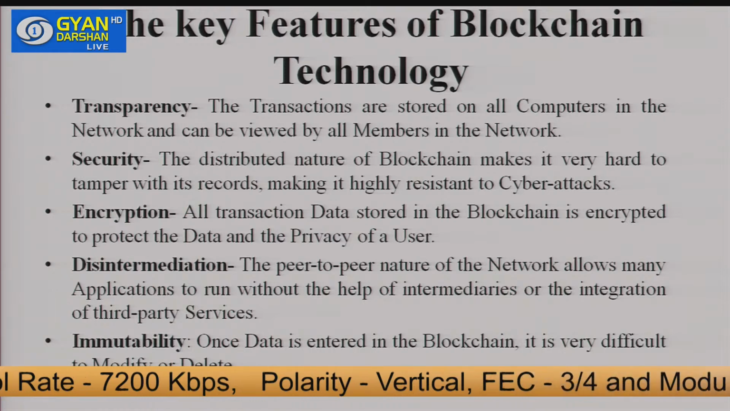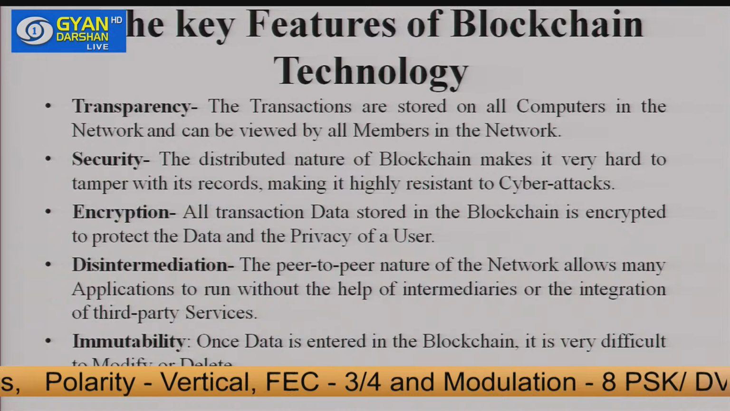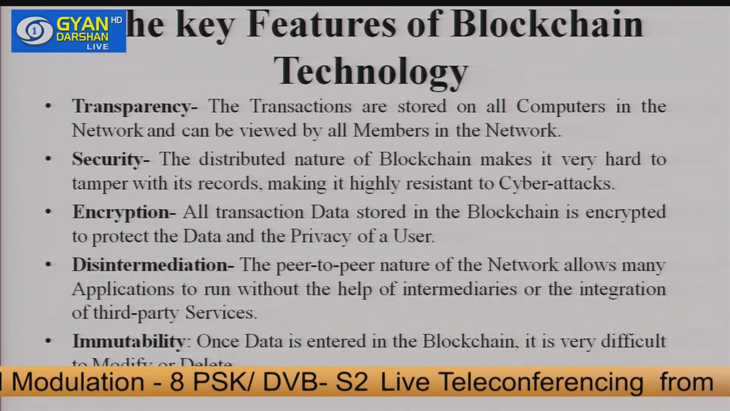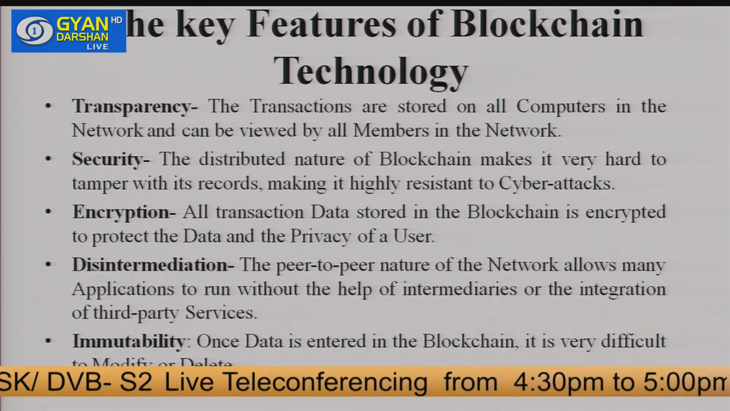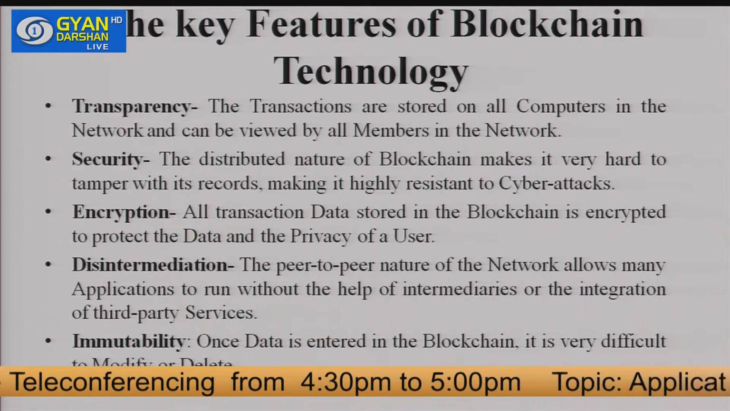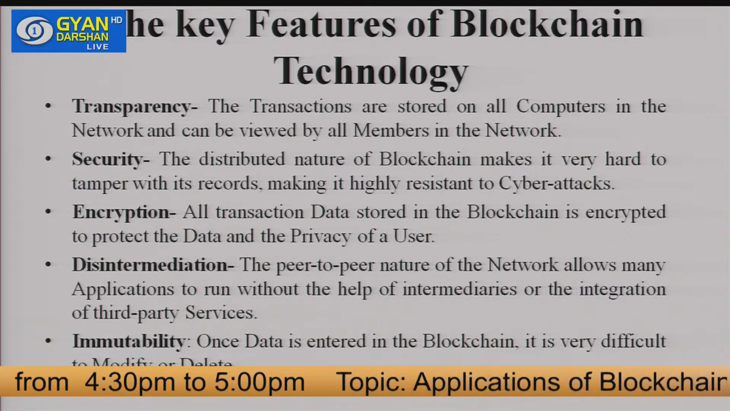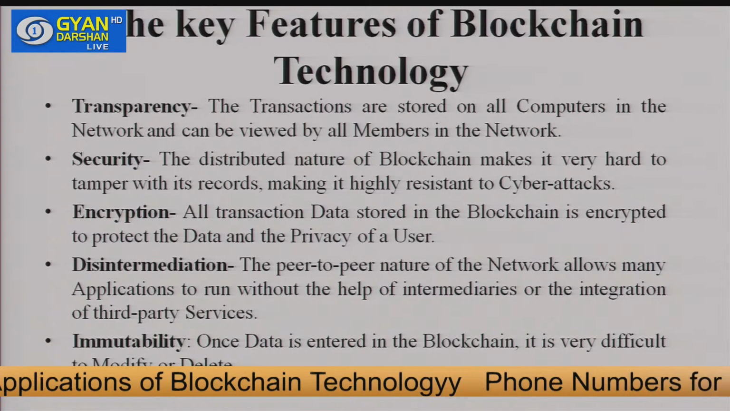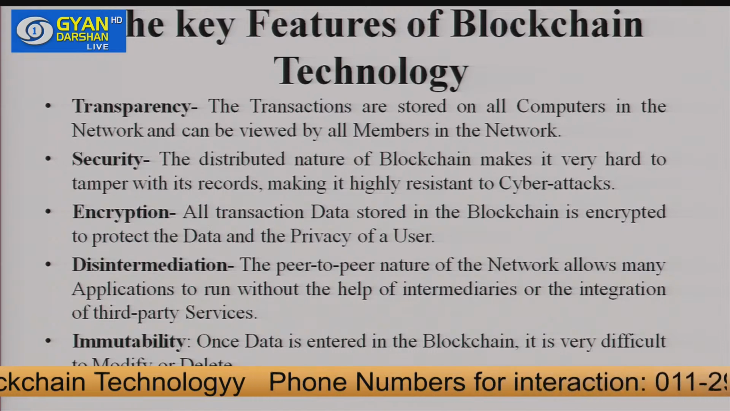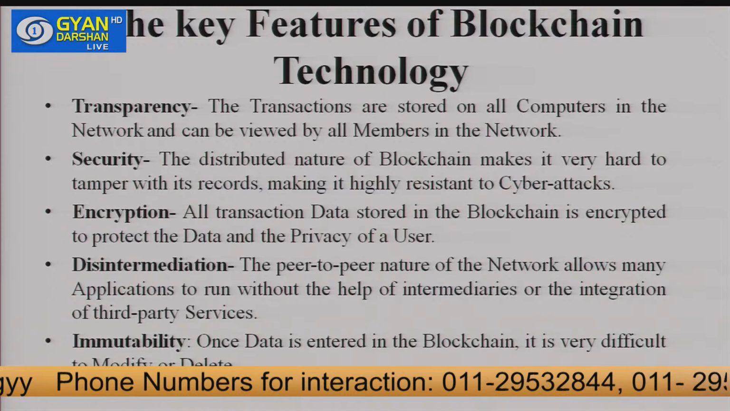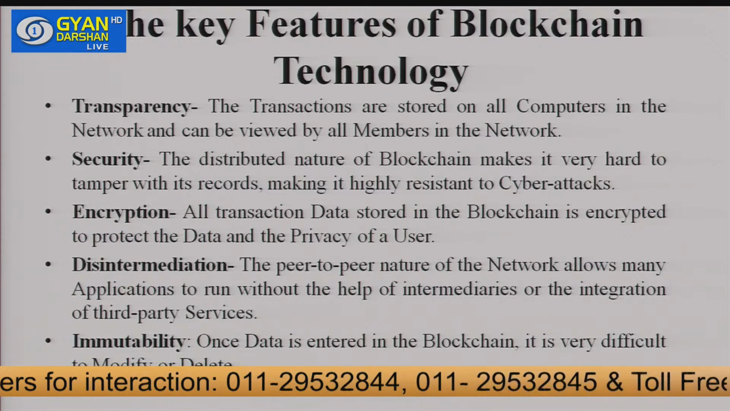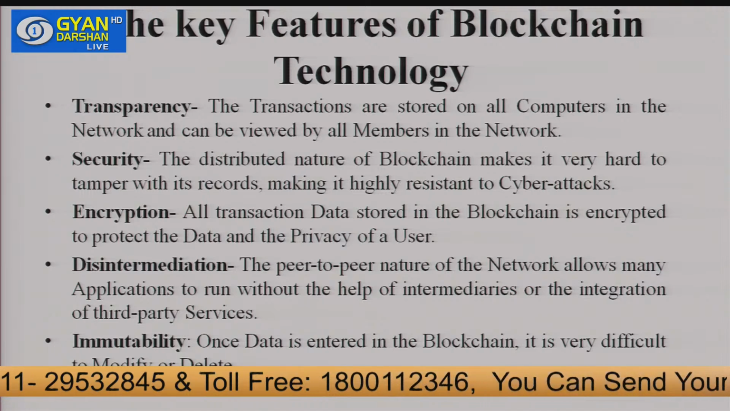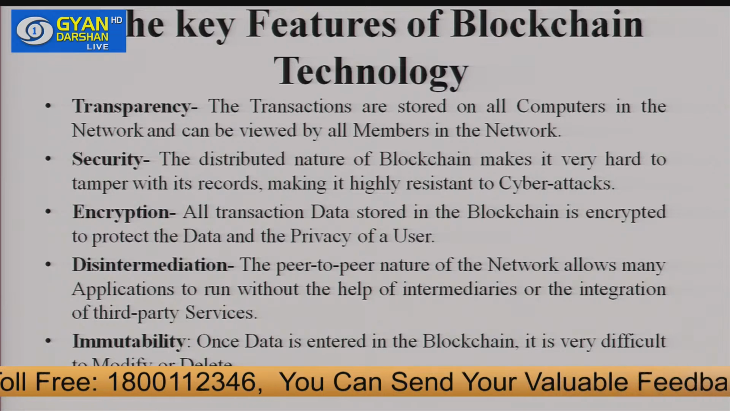Then disintermediation. That is, the peer-to-peer nature of the network allows many applications to run without the help of intermediaries or the integration of third-party services. The third party will be there, but what happens here is that the third party will be bound in the sense of the smart contracts. Because of smart contracts, the agreement takes place in the beginning itself, and all the parties can see the transaction going on. So that is the advantage of this blockchain technology.